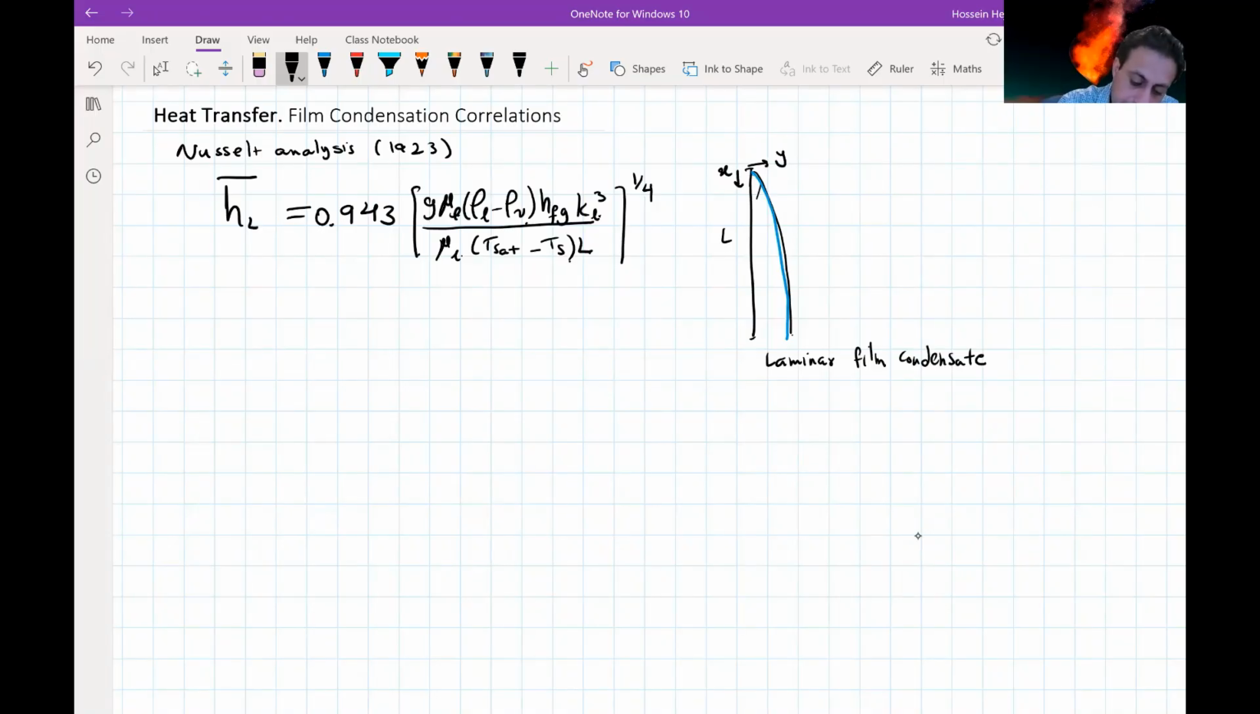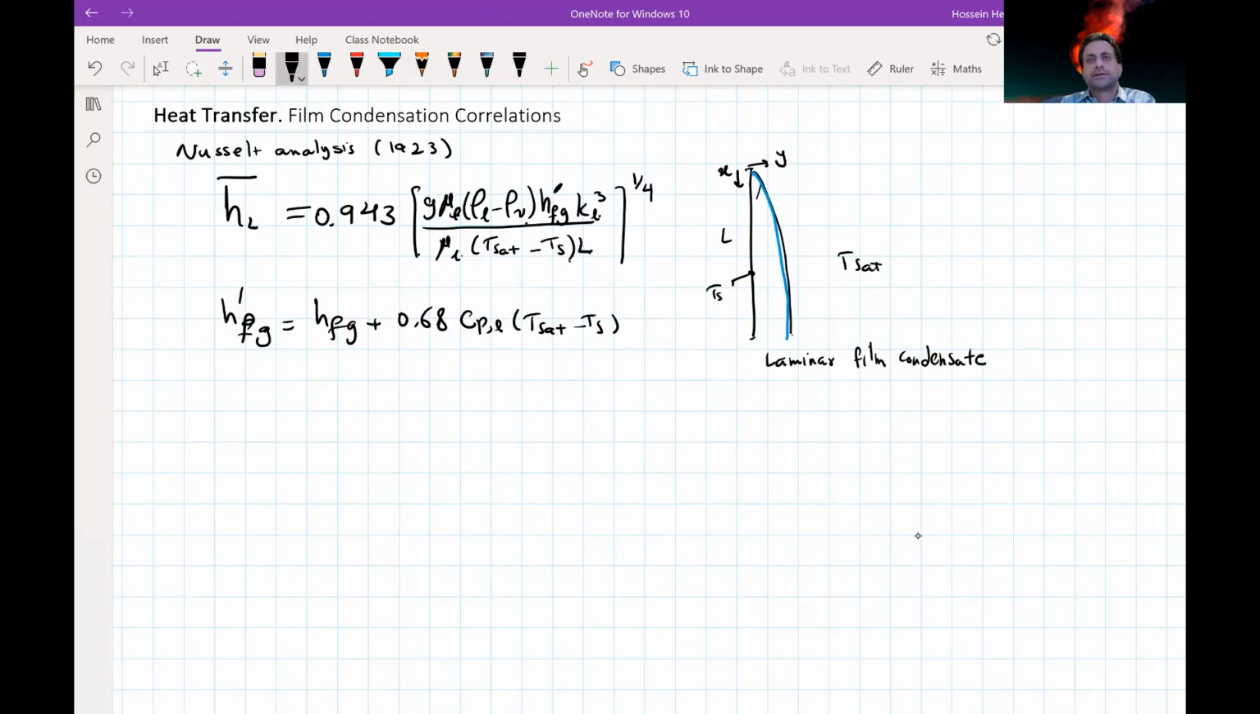Recall that for the latent heat of vaporization, what we said was that the vapor releases the heat and the condensate is cooled down from T_sat to T_s at the solid surface. So instead of h_fg, we are using a modified latent heat, which is h_fg plus 0.68 c_p,L (T_sat − T_s). We replace that here and put h'_fg in the Nusselt equation. This is for laminar flow, so the condition is that the Reynolds number Re_delta is less than 30.